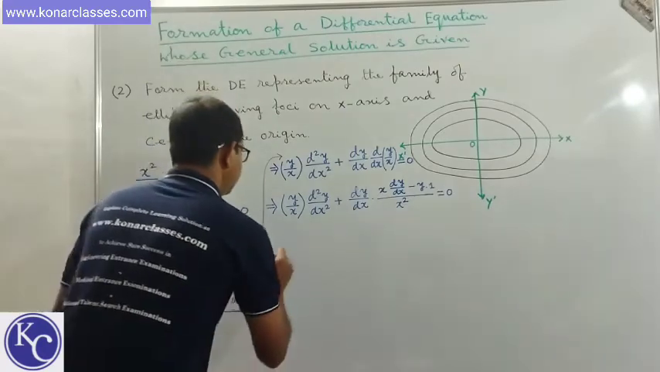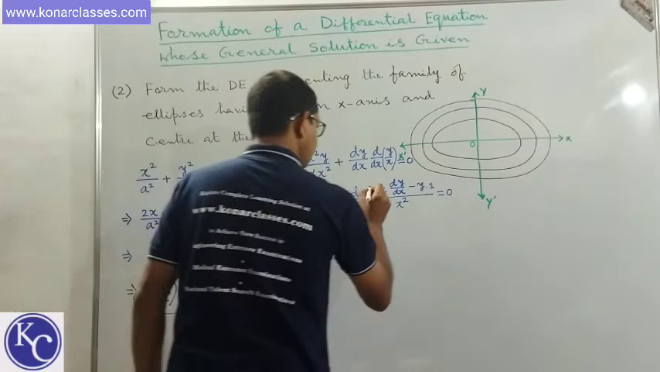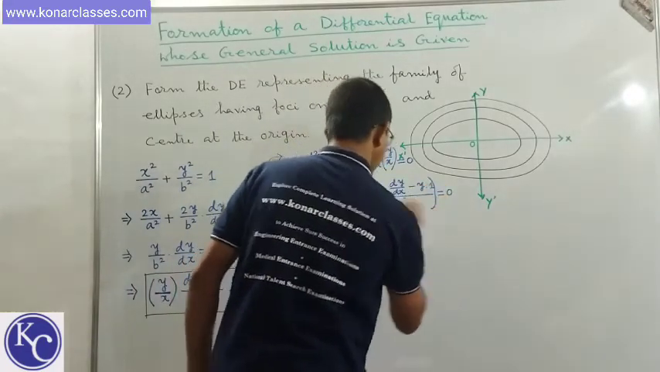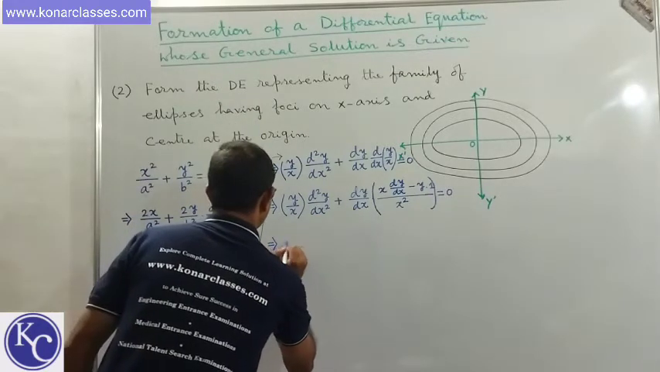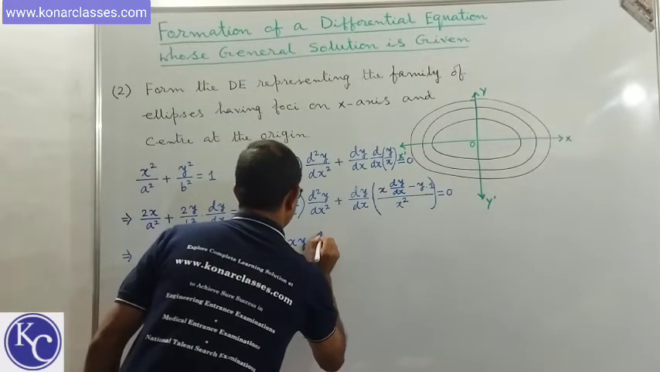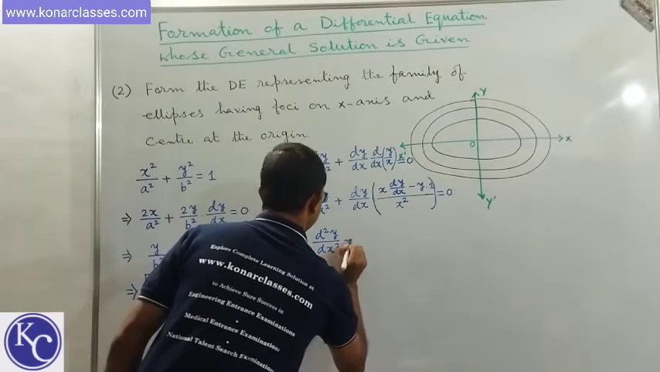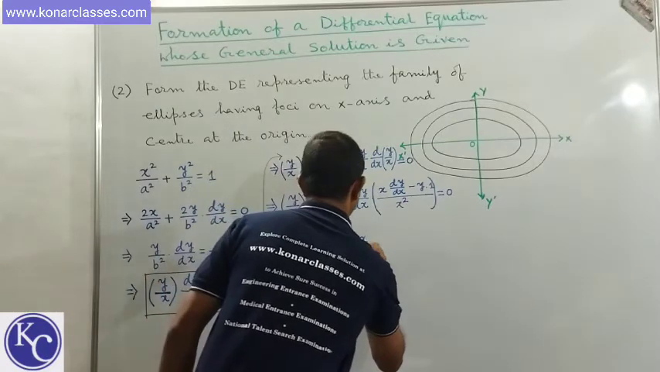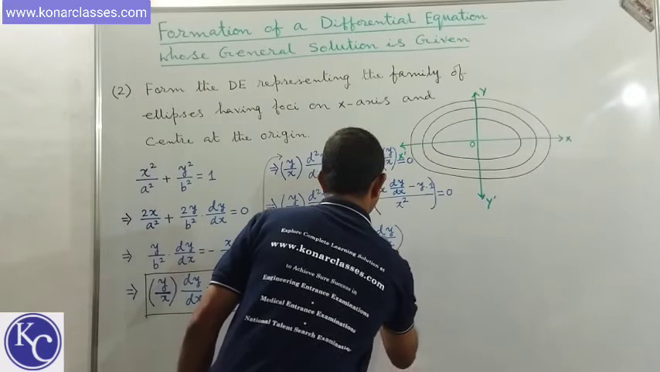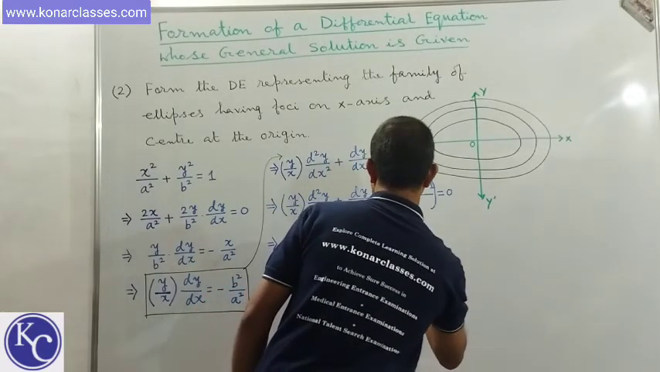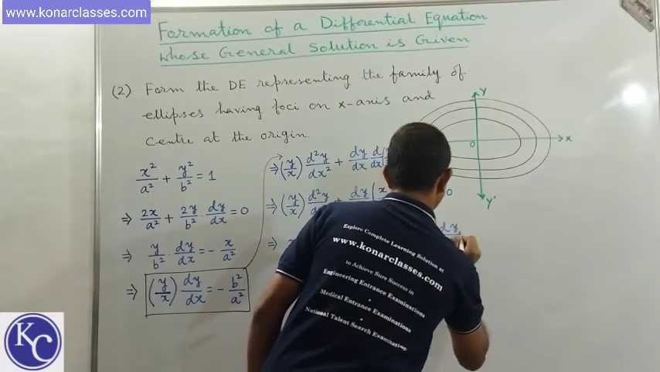So from here what do we get, dear students? If we multiply both sides by x square, we can give a bracket here. Let's multiply both sides of the equation by x square. So what we are going to get: xy into d2y/dx2 plus x into (dy/dx) whole square, minus y into dy/dx is equal to 0.